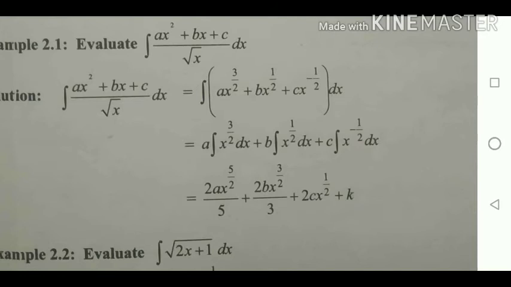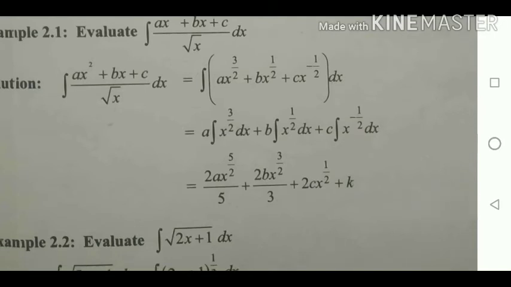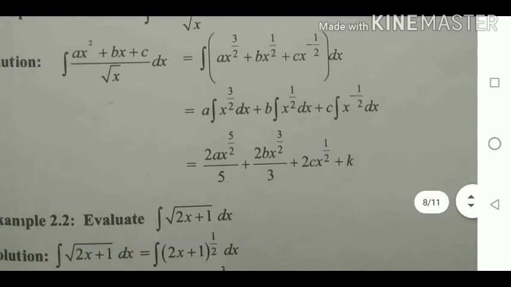Here in the denominator, root x is there. Root x is nothing but x power 1 by 2. I am subtracting this 1 by 2 from each power of x. In the first term, ax square, x square minus 1 by 2 gives x power 3 by 2. In bx, 1 minus 1 by 2 gives x power 1 by 2, then c into x power minus 1 by 2. After doing this, take the constants outside, that is a into x power 3 by 2 dx plus b into x power 1 by 2 dx plus c into x power minus 1 by 2 dx.